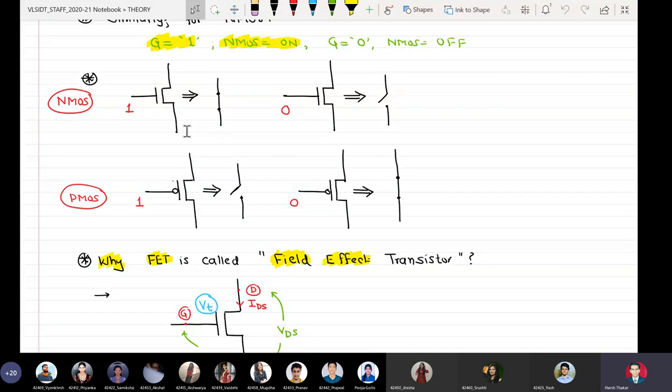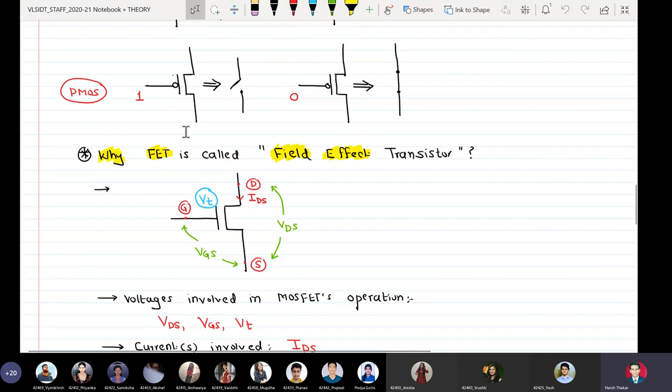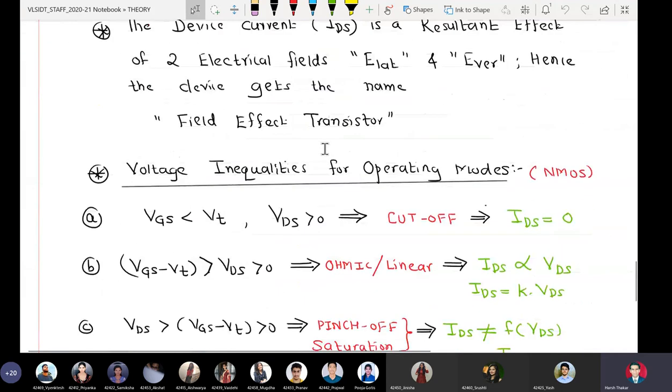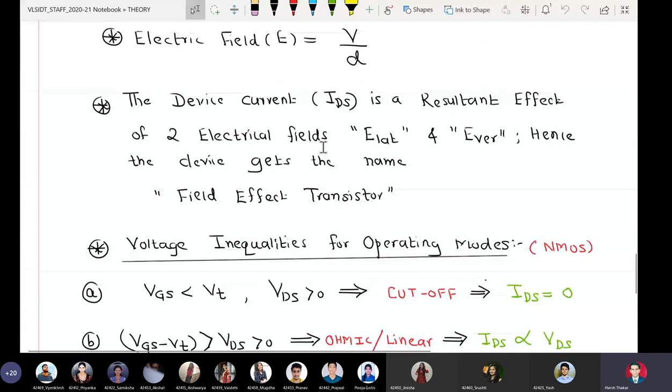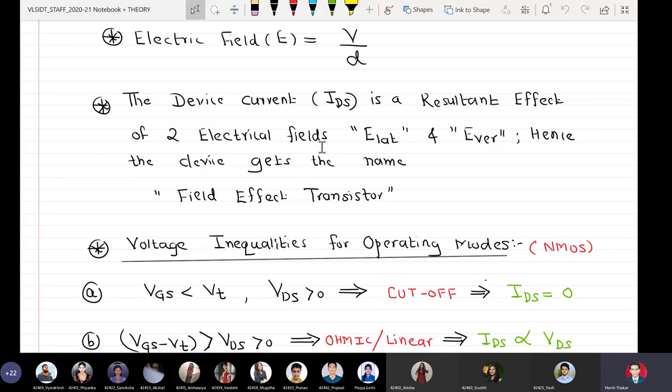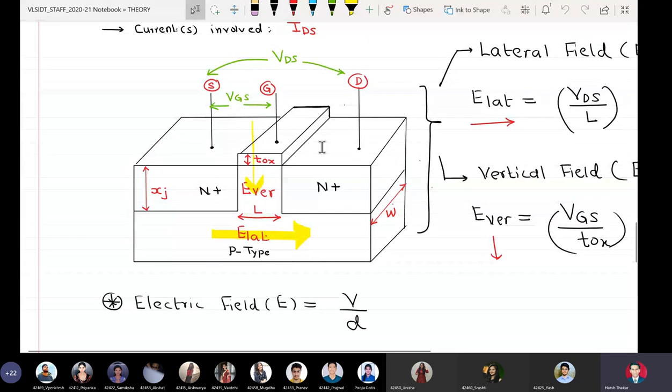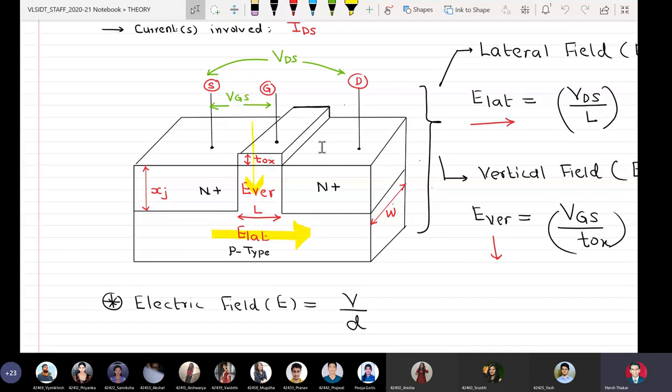Then we had a very important conceptual discussion on why FETs are called FETs, and we went on to prove that it is called a field effect transistor. It is called a field effect transistor because the device current IDS is a resultant effect of two electric fields, that is lateral electric field and vertical electric field. And then we drew the 3D planar structure of an EMOS, that is N channel EMOS.